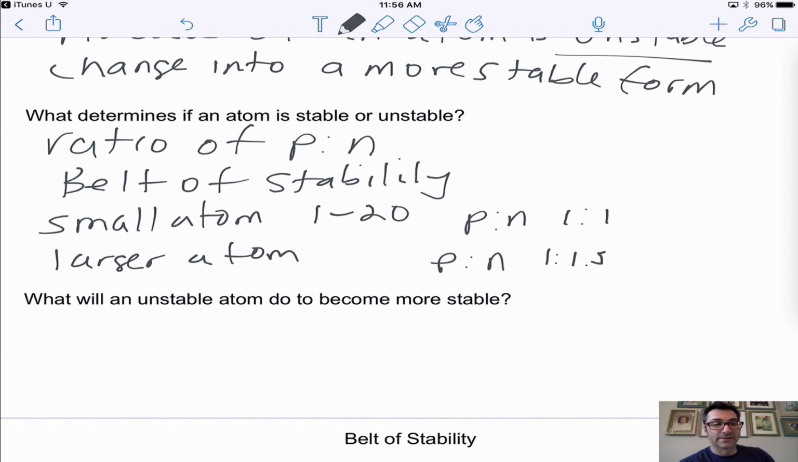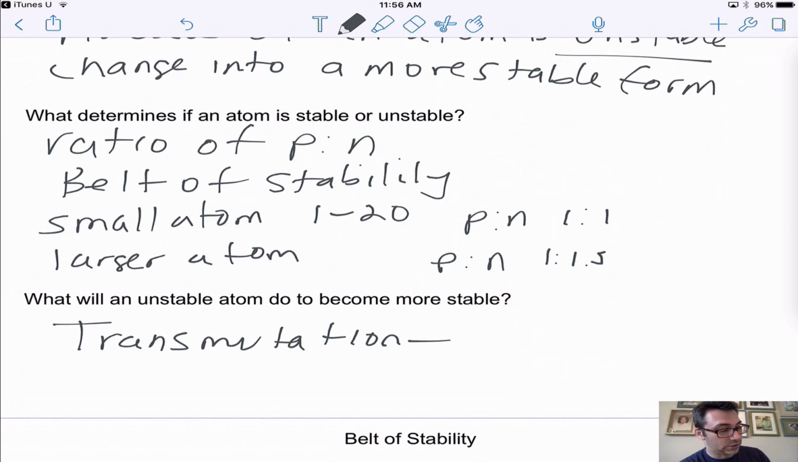Now, what does an atom do when it's unstable? To become more stable, it goes through something called a transmutation. Sounds fancy. Basically what it means is that the atom, its nucleus, will change into a different atom. And how does it undergo this transmutation? Well, this is where it releases or emits energy and some particles.